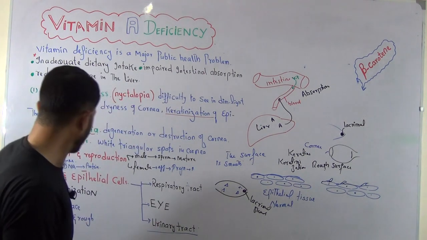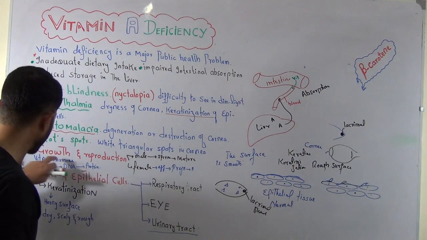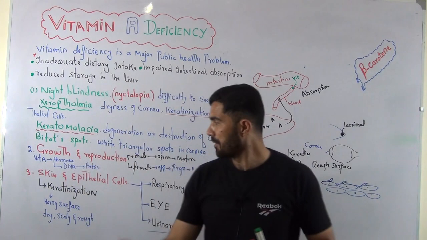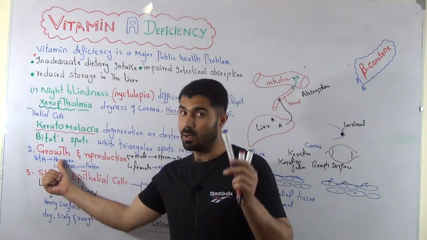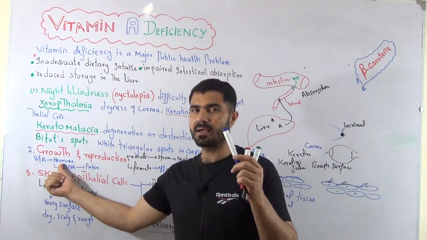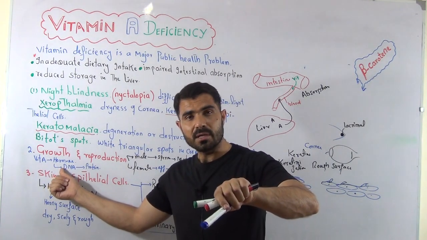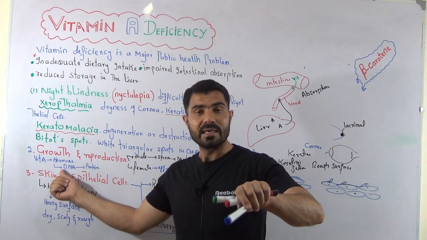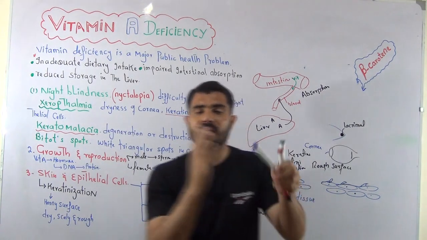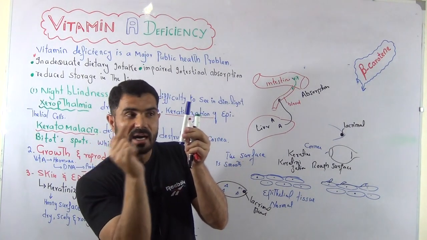Okay, now coming to growth and reproduction. In case of growth, it was already discussed that vitamin A acts like a hormone. Although vitamin A is not a hormone, it acts like one. How? It enters your cell, and inside your cell it enters the nucleus. Inside the nucleus, vitamin A attaches itself with the DNA. This is your DNA. Vitamin A attaches with your DNA.